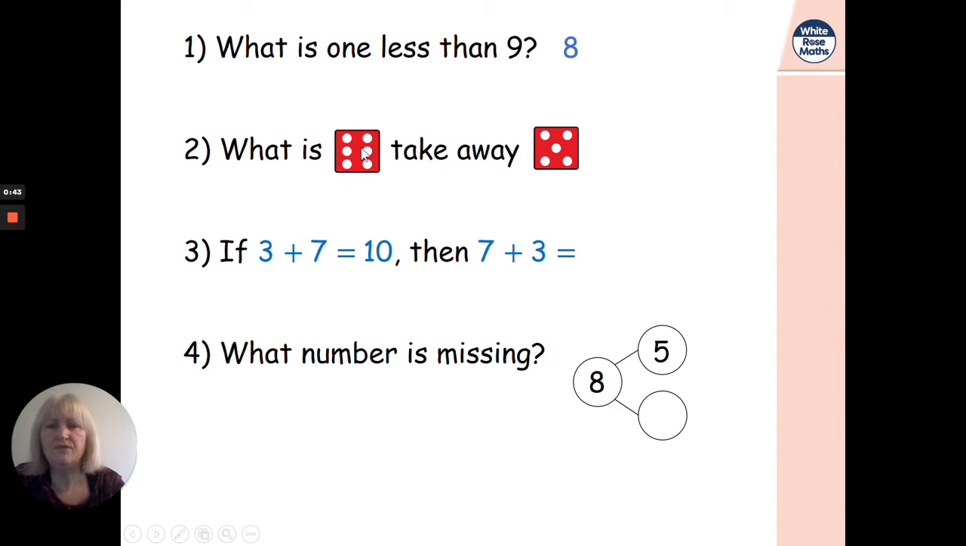1, 2, 3, 4, 5, 6. That's a 6, isn't it? Take away 5. 6. Take away 5. That's just 1 left.